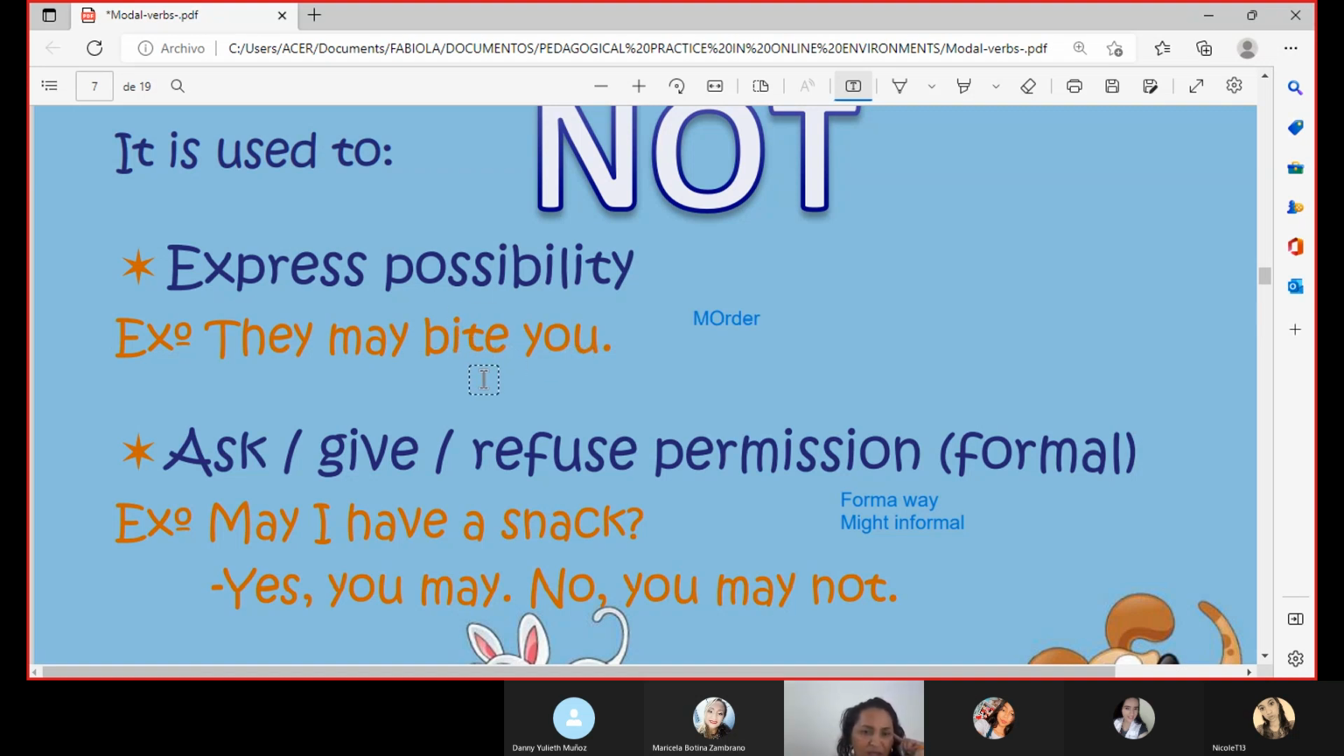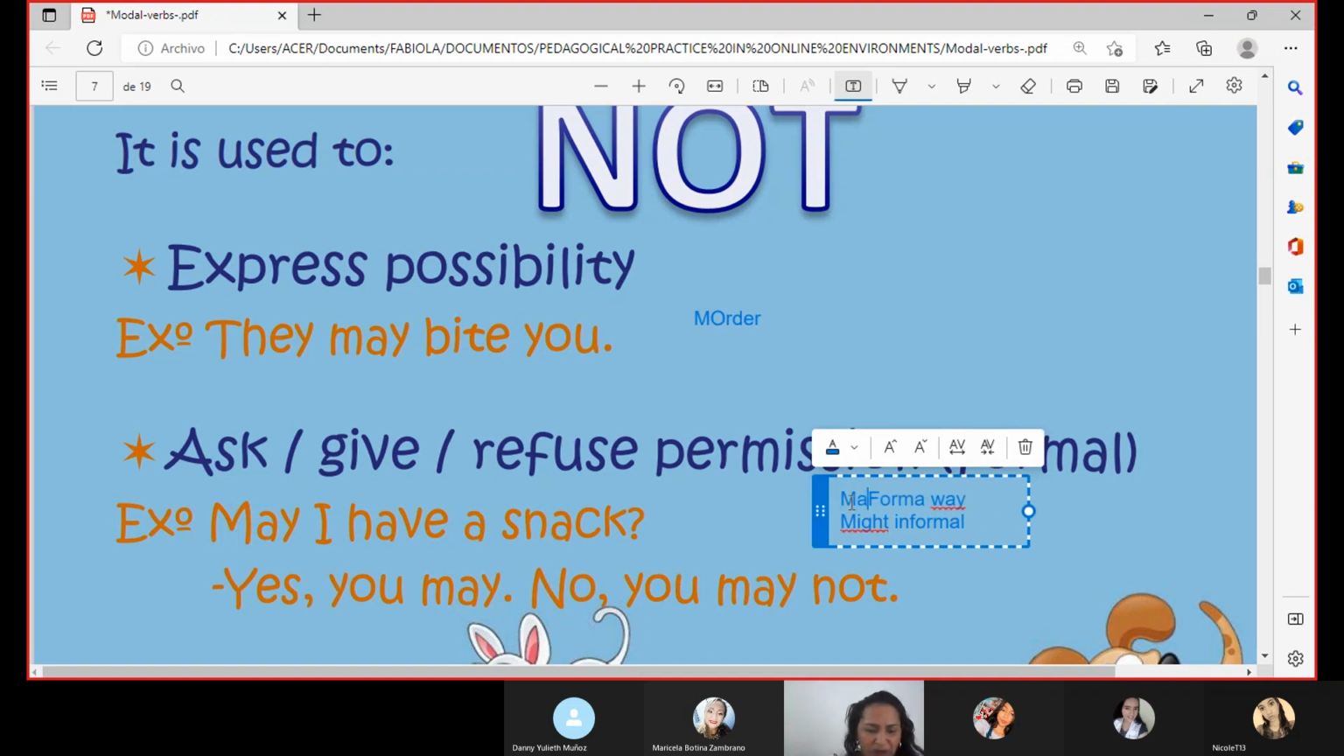Yes, because in this case, bite means the Spanish morder. They may bite you. Ellos podrían morderte. Es una posibilidad. El may es para posibilidad. Y en este caso, ask o give, pregunta o da, una permisión. En este caso, formal. But in this case, remember, that may or might, you use might for the informal way and you use may for the formal. Yes, may for formal and might for the informal way.